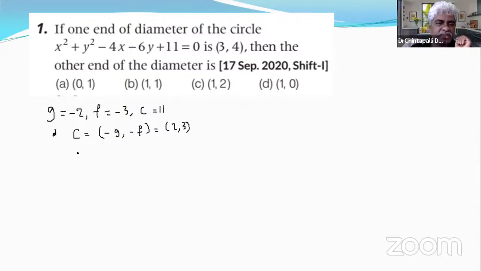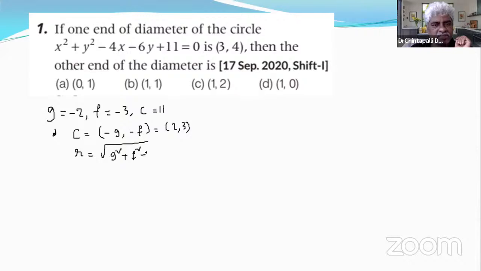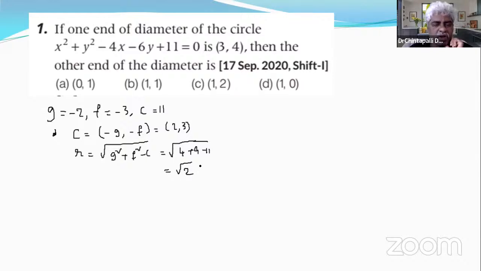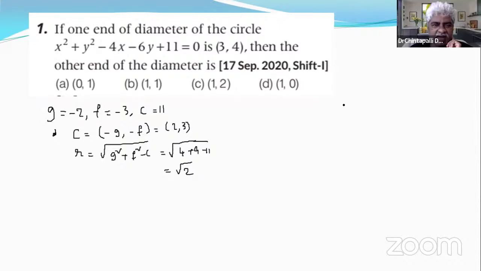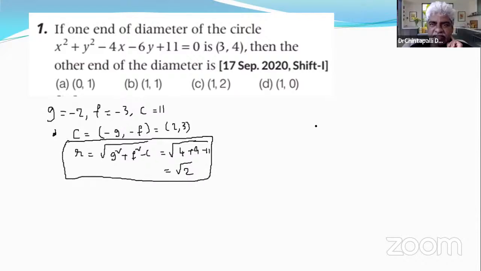What is the formula to find radius? Root of g square plus f square minus c. G square means 4, plus 9, minus 11. 4 plus 9, 13. 13 minus 11, 2. So the radius is √2. I think radius is not necessary in this sum. Of course, it is a circle, and we must find the other end.